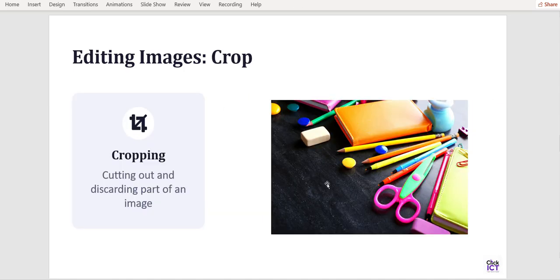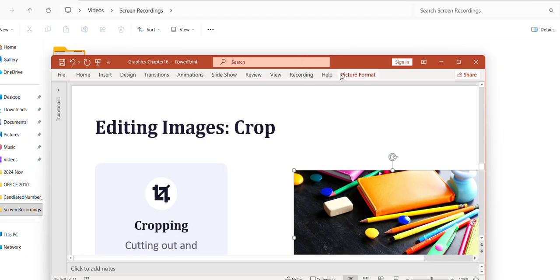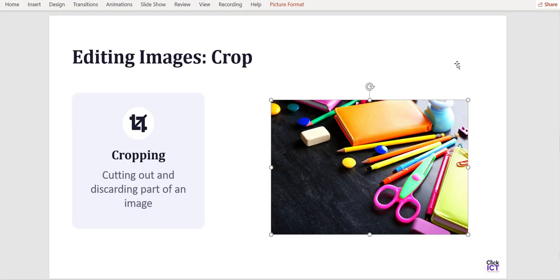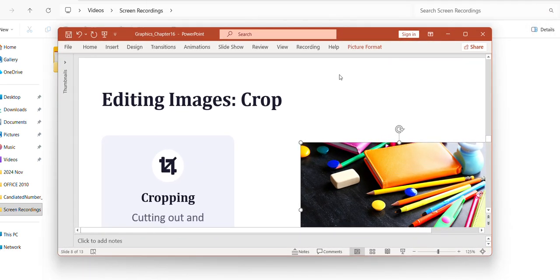Now another editing technique is cropping the image. What is cropping the image? Cropping the image means that you are cutting out the part which you do not need, discarding the part of the image which you do not need. So let's try to crop this image.